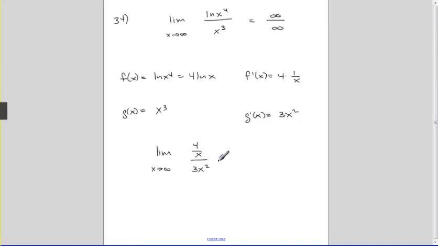So we'll have 4 over x divided by 3x squared. I'm going to simplify this by first making it a little more complicated, making this into a fraction, and then I can rewrite that as the product of two fractions by taking the reciprocal of that term. So we get 4 over x times 1 over 3x squared. So instead of 3x squared over 1, we get 1 over 3x squared. And so we get the limit as x goes to infinity of 4 over 3x cubed.